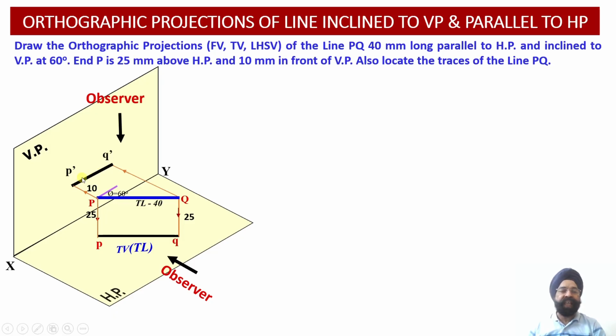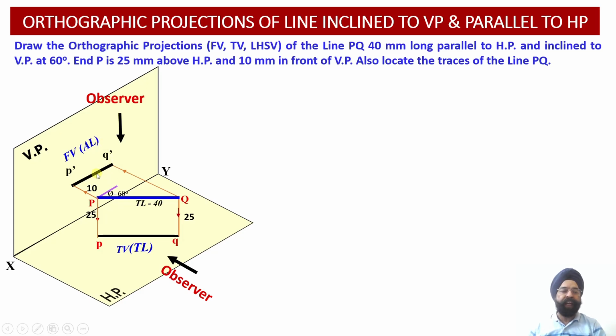Now, having obtained the locations of the points P dash and Q dash, we can join this distance P dash Q dash, and we will observe that it is the foreshortened length of this particular line PQ because of the inclination of this line PQ with respect to the vertical plane. So we obtain the front view, which is the foreshortened view or the apparent length projection of this line onto the vertical plane.